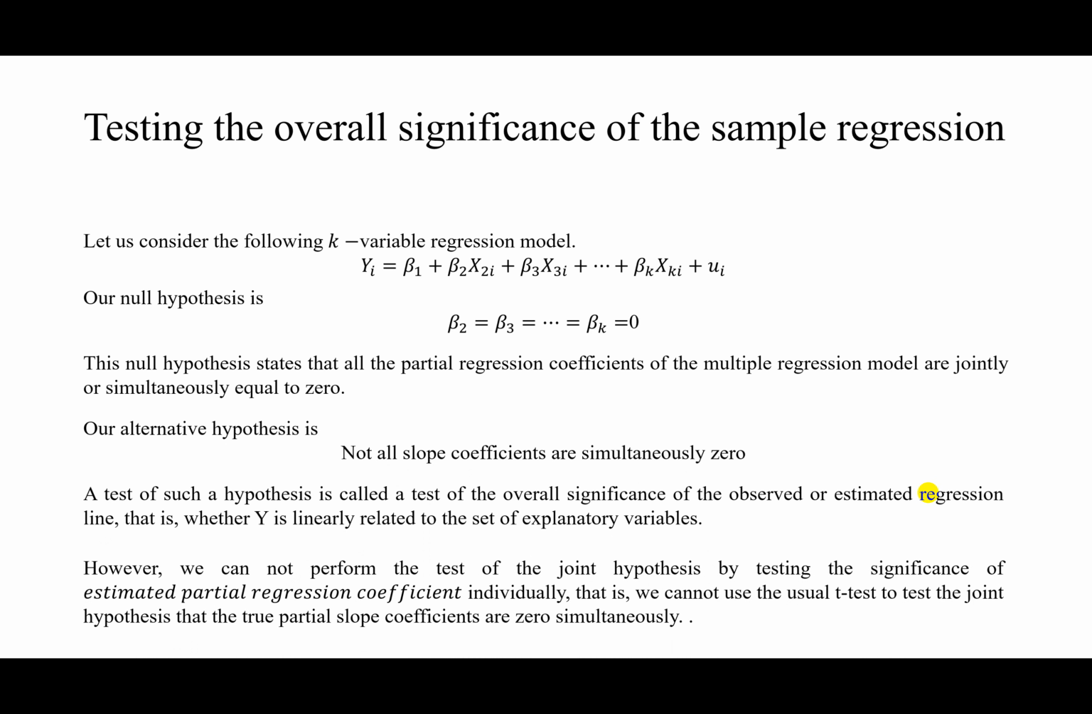However, we cannot perform the test of the joint hypothesis by testing the significance of the estimated partial regression coefficients individually. That is, we cannot use the usual t-test to test the joint hypothesis that the true partial slope coefficients are 0 simultaneously.